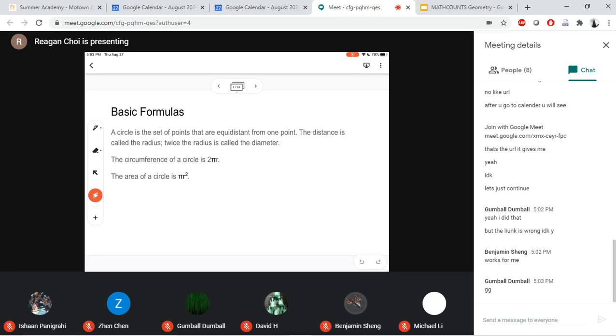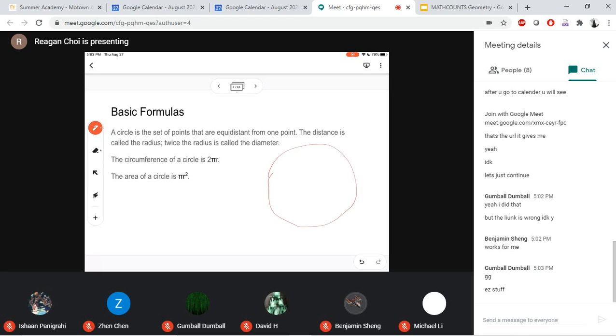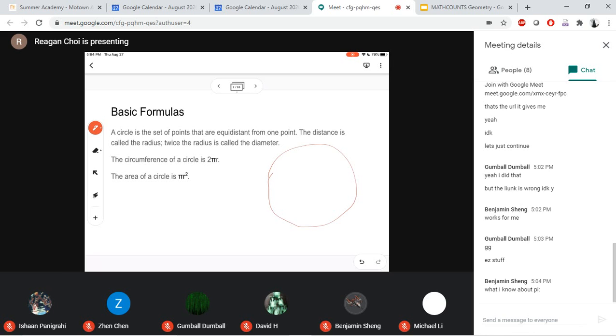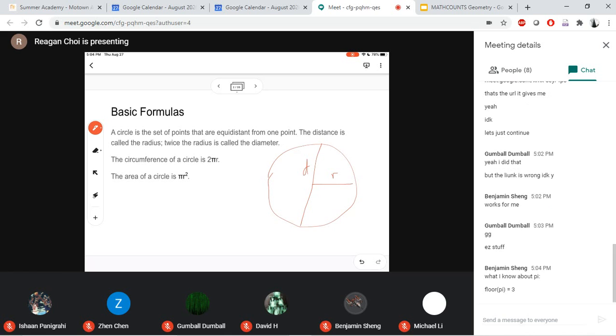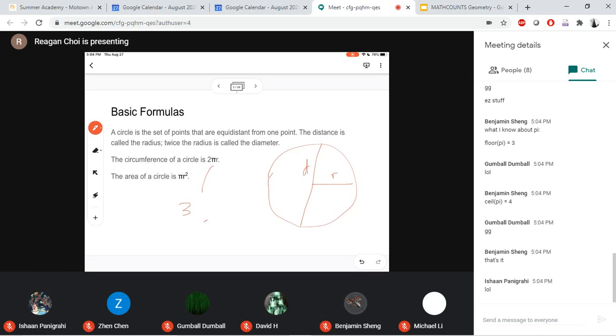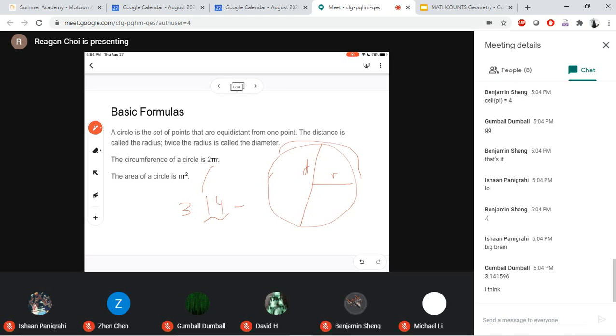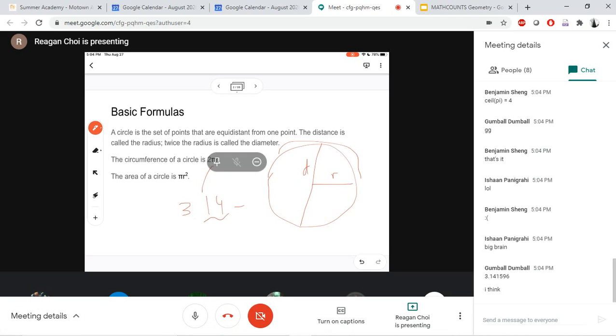Okay, I guess we'll just get started with basic formulas about circles, which you should hopefully know. So this is a circle. Hopefully you guys know that. This is the radius. This is the, that's not the diameter. That's the diameter. Floor of pi equals 3. So pi is like 3 point something. No one knows what's after it. Yeah, 3.14, etc. The circumference is 2 pi r. The area is pi r squared. Things you hopefully know. So hopefully we have no questions about that.